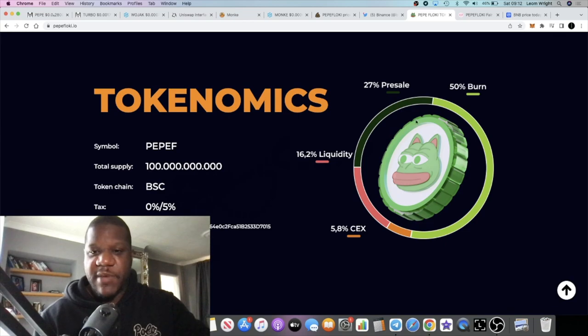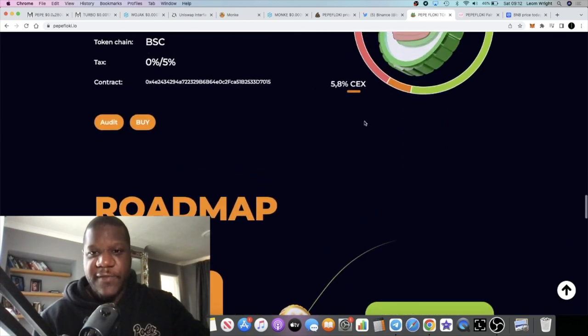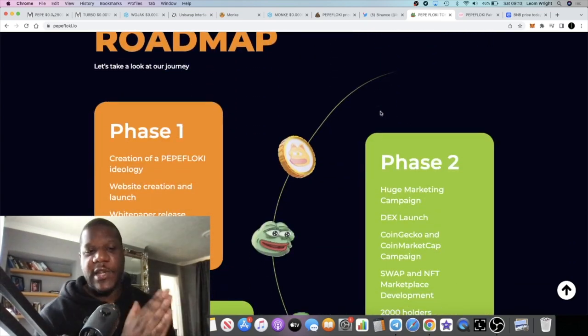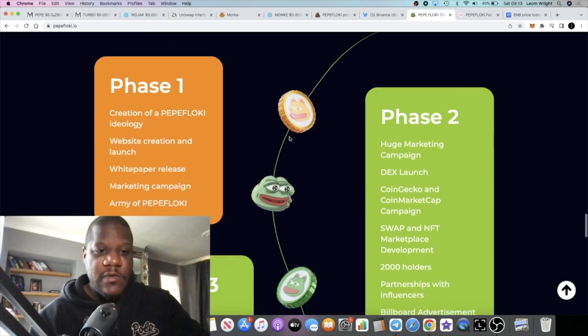27% pre-sale, 50% burn, 16.2% liquidity. We've already looked at liquidity, and 5.8% for central exchange listings. Now, if this gets on a central exchange, obviously that will be good for this token. We know how that goes, okay?